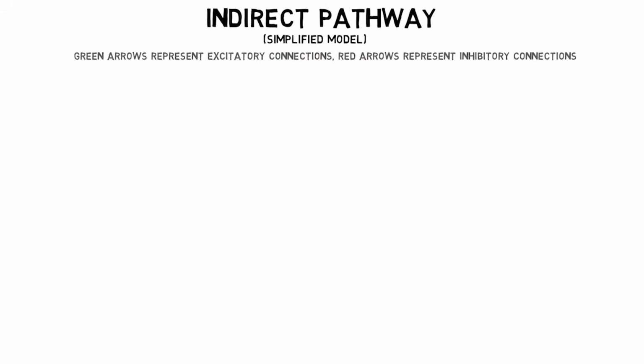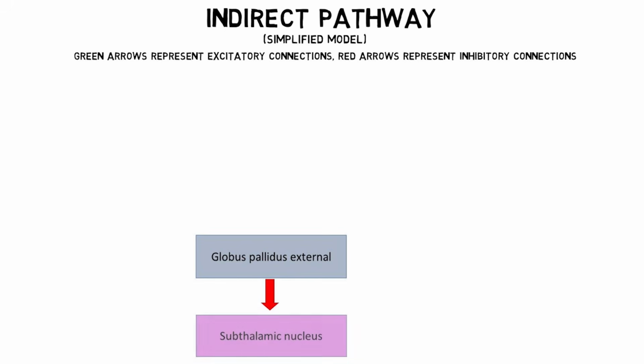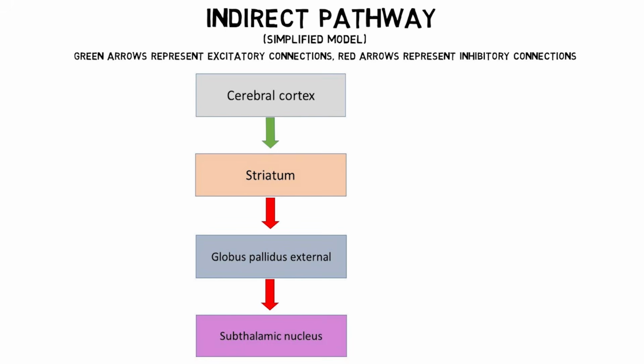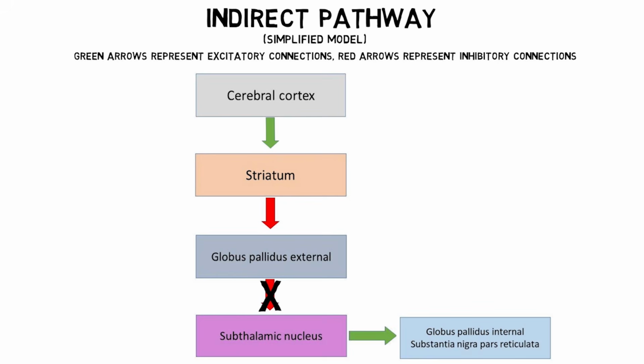The indirect pathway model involves GABA neurons that project from the external segment of the globus pallidus to a region called the subthalamic nucleus. These globus pallidus neurons typically exert an inhibitory effect on glutamate neurons in the subthalamic nucleus. But when the indirect pathway is activated by signals from the cerebral cortex, this causes the activation of GABA neurons in the striatum, which project to the globus pallidus external and inhibit the activity of neurons there. This keeps the globus pallidus external neurons from being able to inhibit neurons in the subthalamic nucleus, freeing up the subthalamic nucleus neurons to stimulate GABA neurons in the globus pallidus internal segment and the substantia nigra pars reticulata.